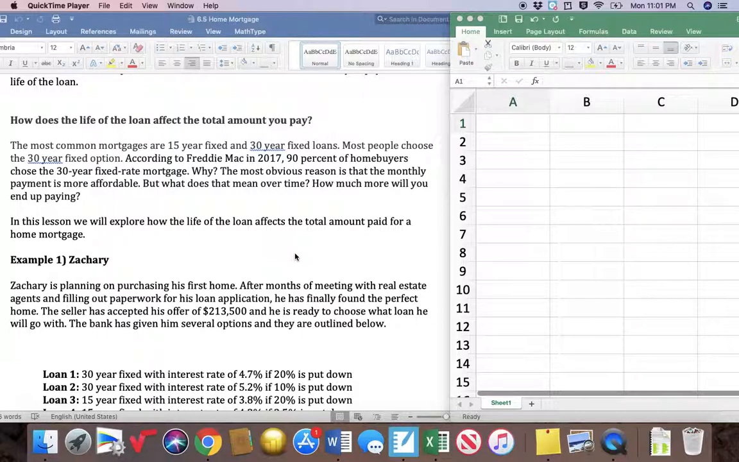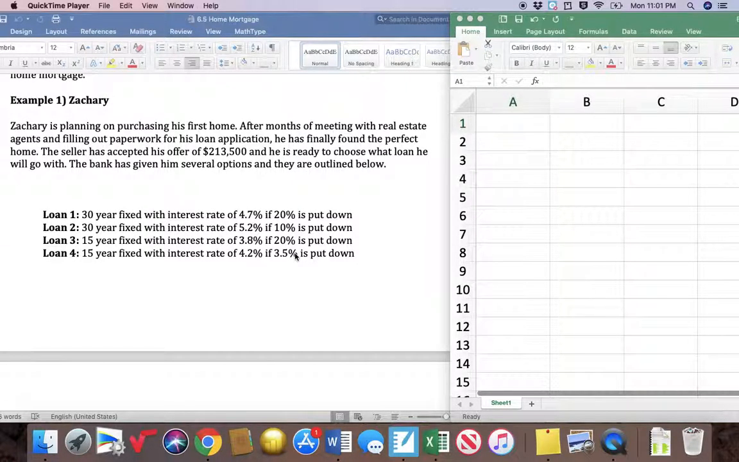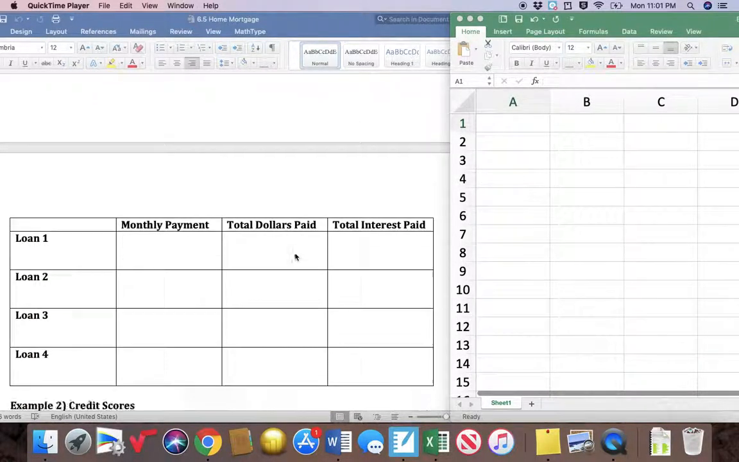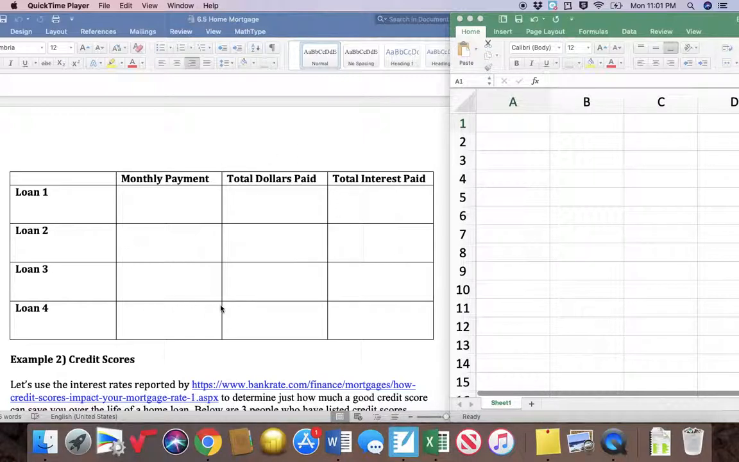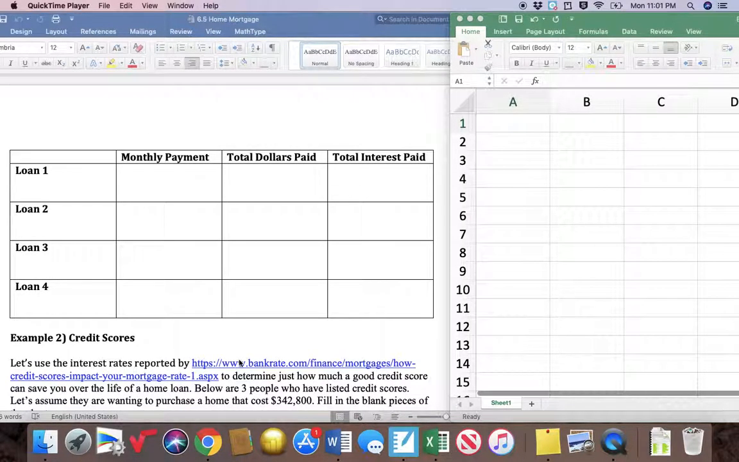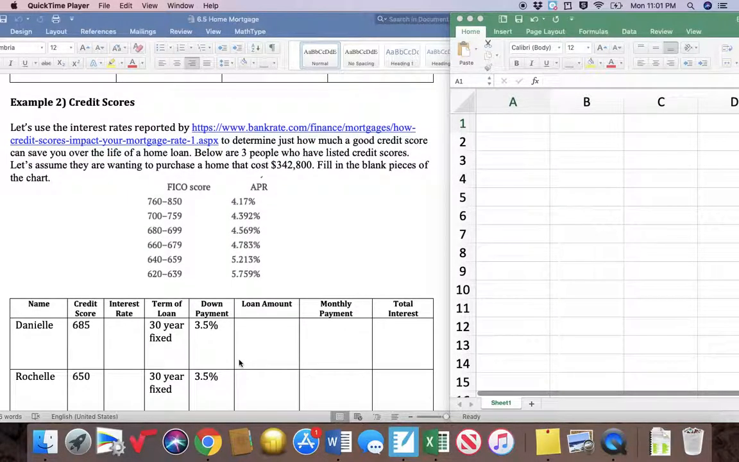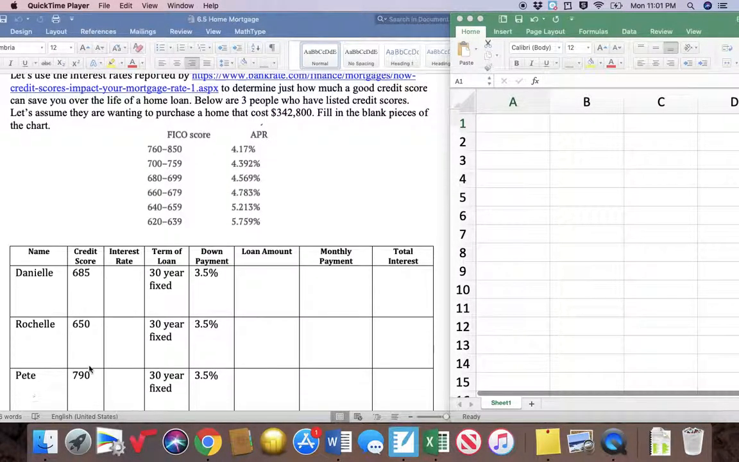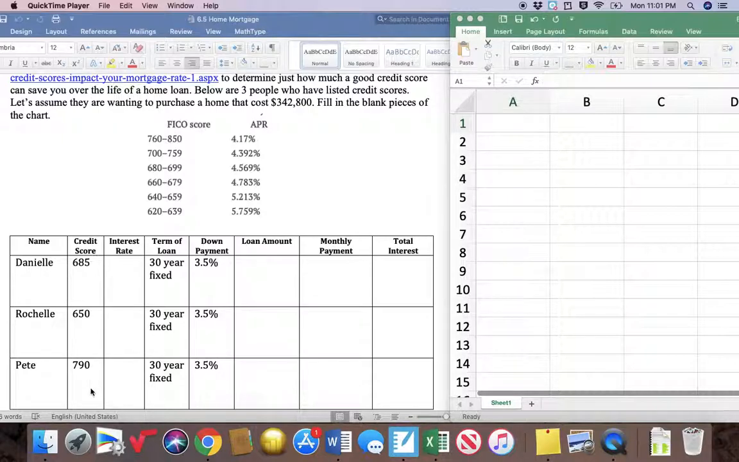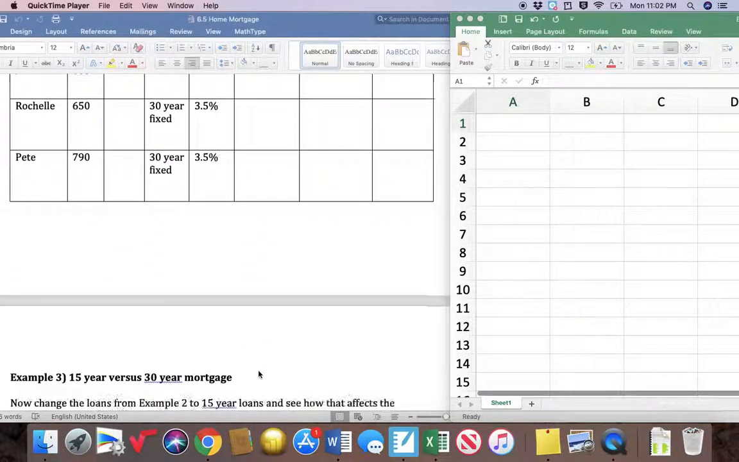So in this video, we are only going to do example 1 on Zachary, where Zachary is going to compare loans 1 through 4 before he makes a decision. And we'll use this chart to help us make that decision and compare the 4 loans. In example 2, we are setting everything except for the credit score for Danielle, Rochelle, and Pete. And that credit score is going to affect their interest rate. And then you're going to do that loan amount, monthly payment, and total interest and compare.